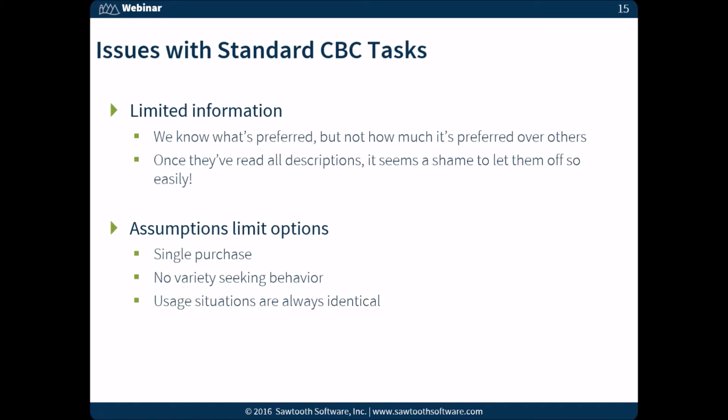So why would anybody want to go with a chip allocation CBC? There are some issues when we do a standard CBC task. We have limited information, really, right? We're asking them, of these 4 concepts or products or services, which would you choose? So we know what's preferred, but we don't necessarily know how much it's preferred over others. Yes, we'll get that information when we add up the utilities and things like that, but there's some more information that we could gather from them in terms of their own personal preference for how much each is preferred over the other.